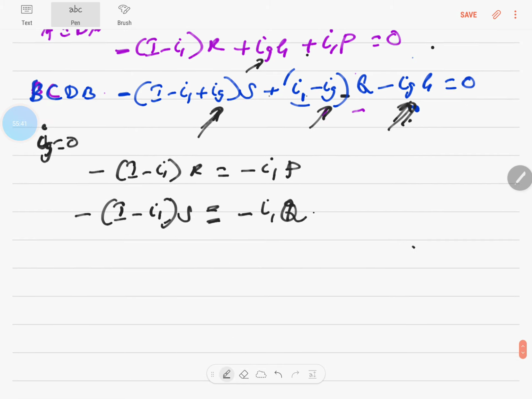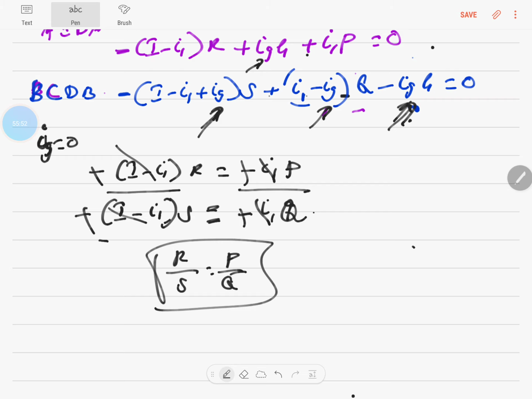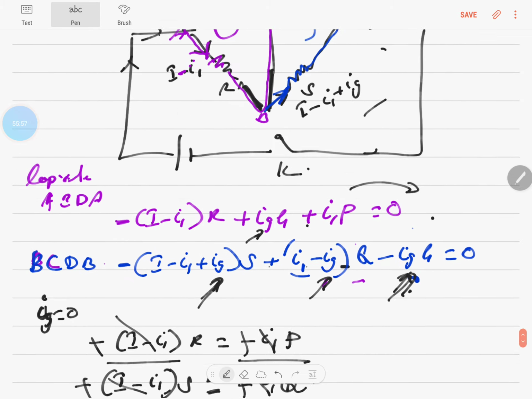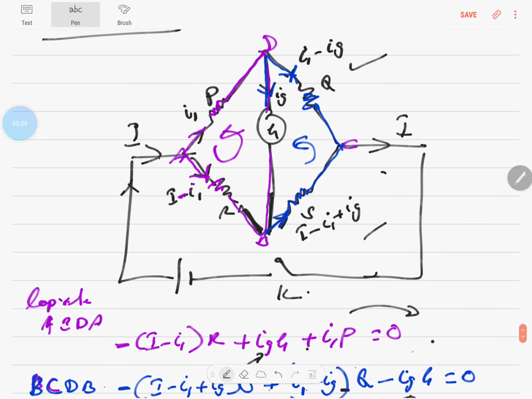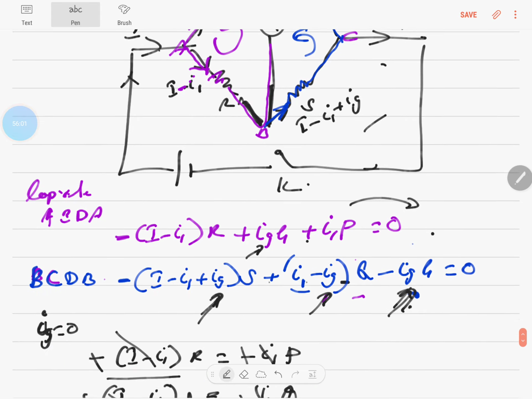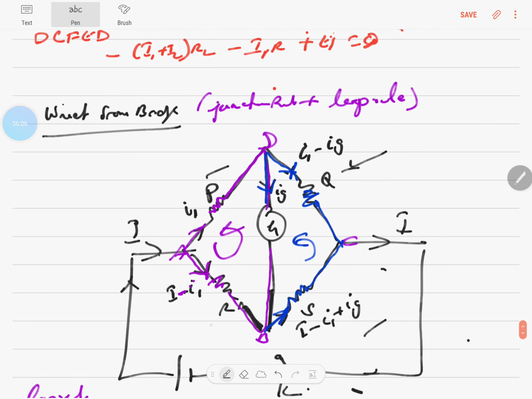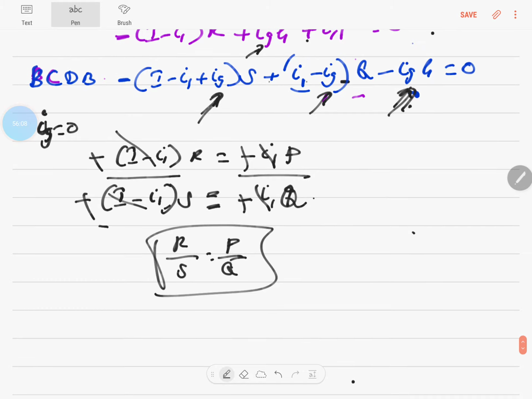So now you can divide these two equations. The negative anyway gets cancelled, and this and this get cancelled. You get R by S is equal to P by Q, which is a very important conclusion. This is a balanced bridge, you know. The resistors are in the same proportion. P by Q is equal to R by S, or you can even write P by R is equal to Q by S.